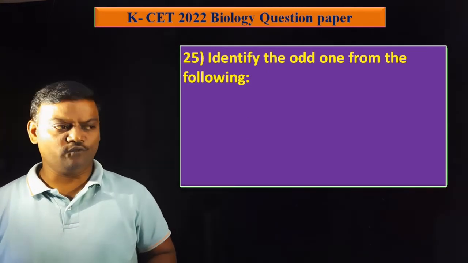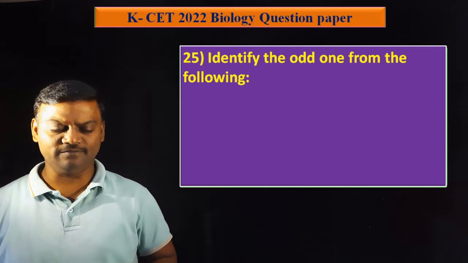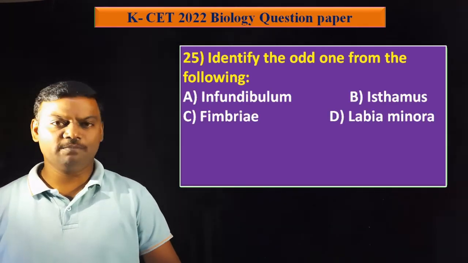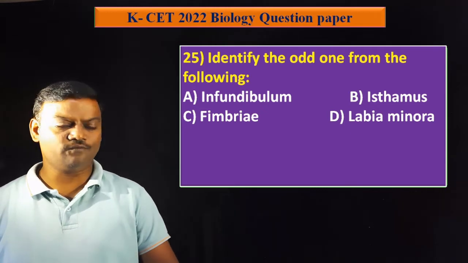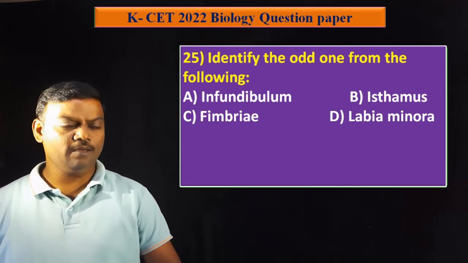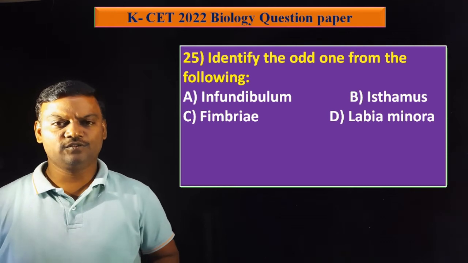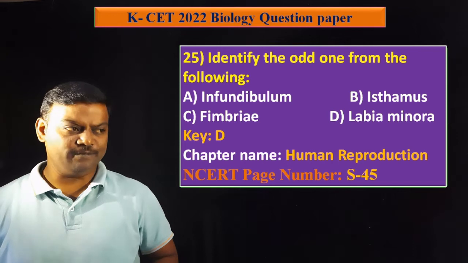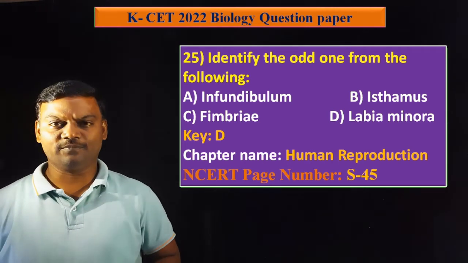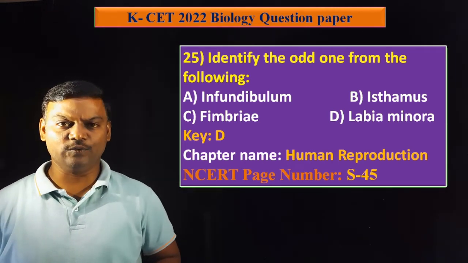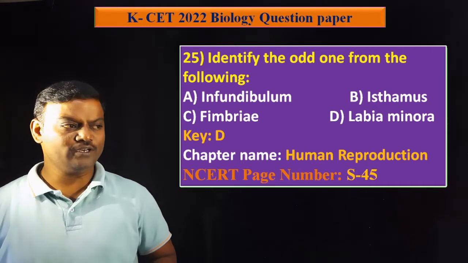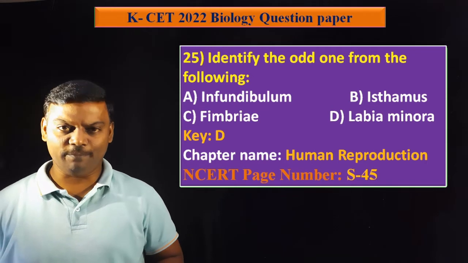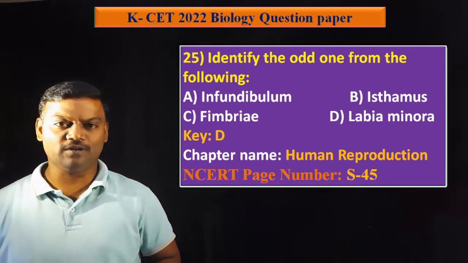Question number 25. Identify the odd one from the following. Option A, infundibulum. Option B, isthmus. Option C, fimbriae. Option D, labia minora. Out of these four options, the correct answer is option D. Labia minora is a structure not related to the fallopian tube, so it is the odd one. It is a question from Human Reproduction, NCERT, page number 45.